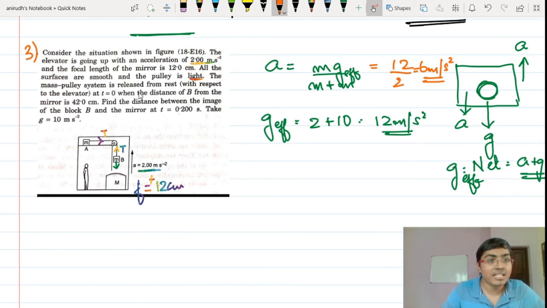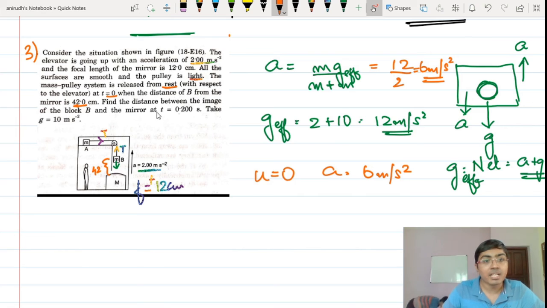Okay, so they are saying that the mass pulley system is released from rest. So u is equal to 0. Obviously they have said that u is equal to 0. We know the acceleration is equal to 6 meter per second square in the downward direction. Now at time t equal to 0, the distance of B from the mirror is 42 centimeters. So initial distance of this particular block from the mirror is 42 centimeter. Find the distance between the image of the block B and the mirror at time t equal to 0.2 seconds.